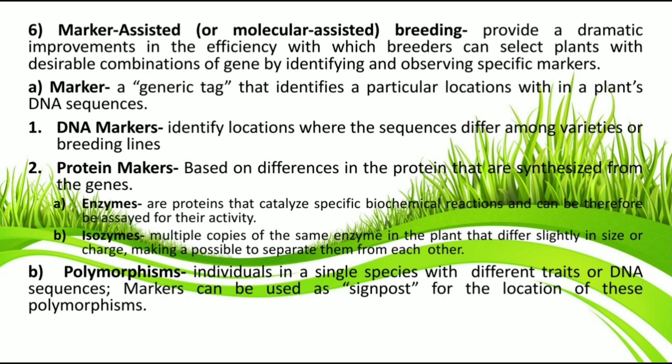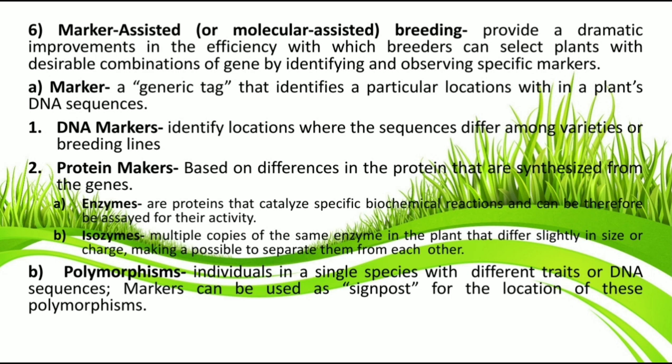So we have markers. A marker is a generic tag that identifies a particular location within a plant's DNA sequence. So we have two types of markers, which are the DNA markers and protein markers. So DNA markers identify locations where the sequence differs among varieties or breeding lines. So the protein markers are based on differences in the proteins that are synthesized from the genes.